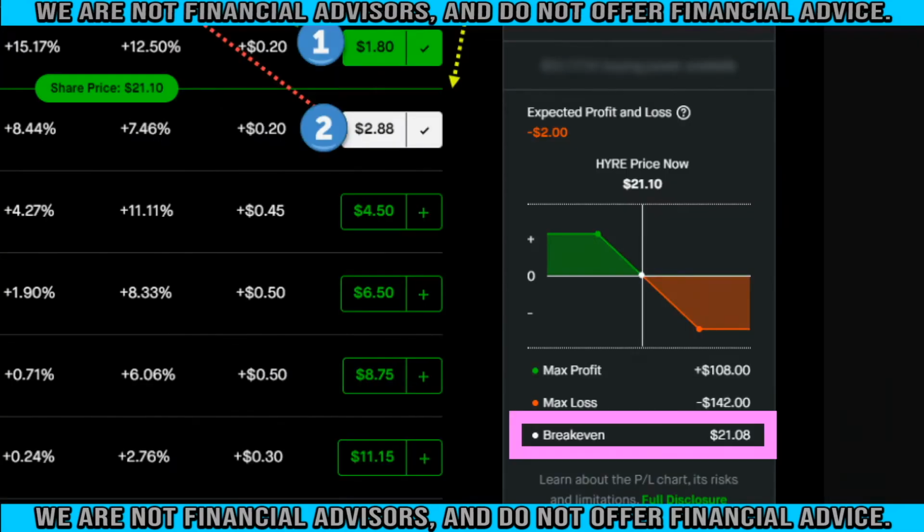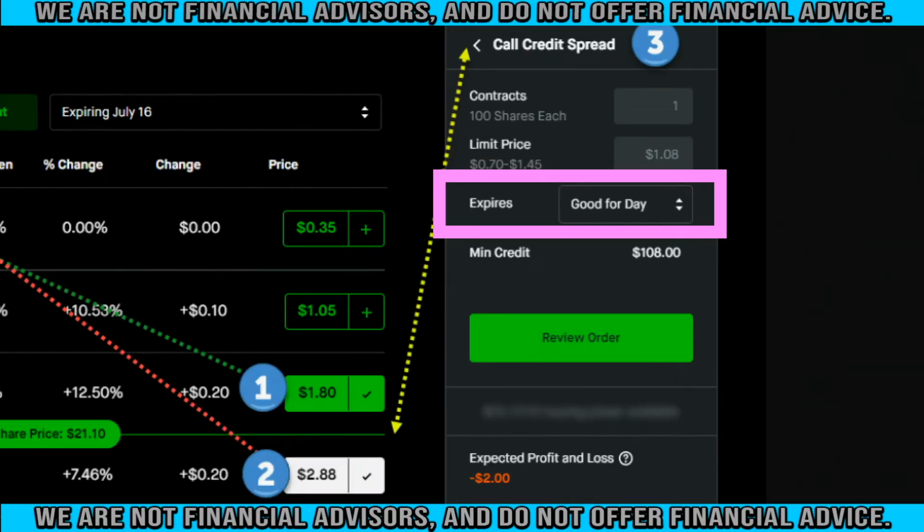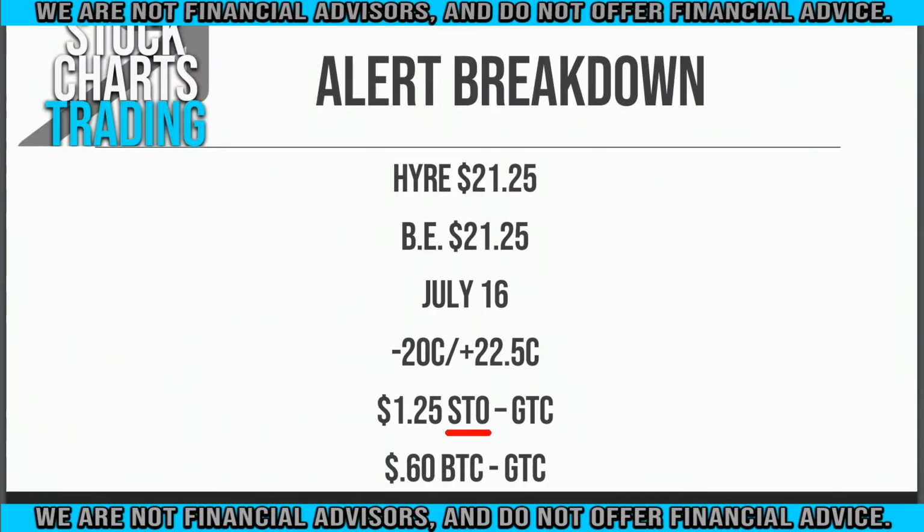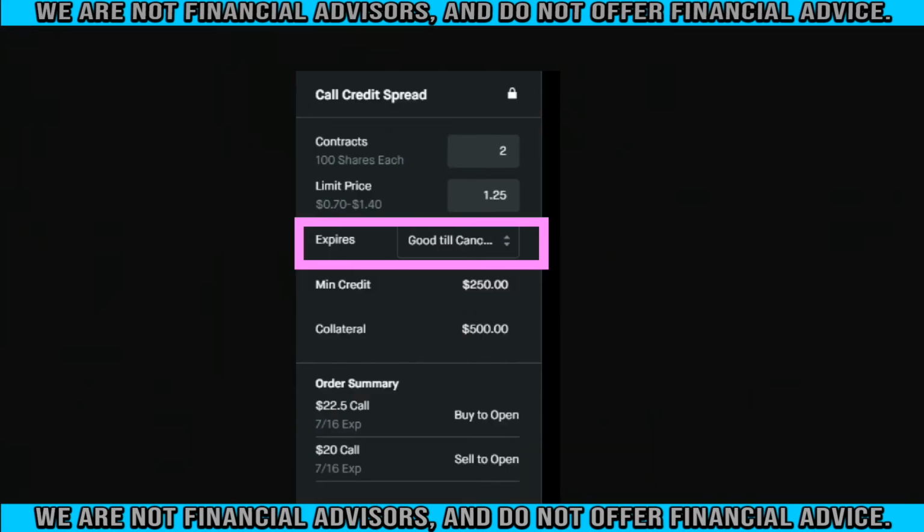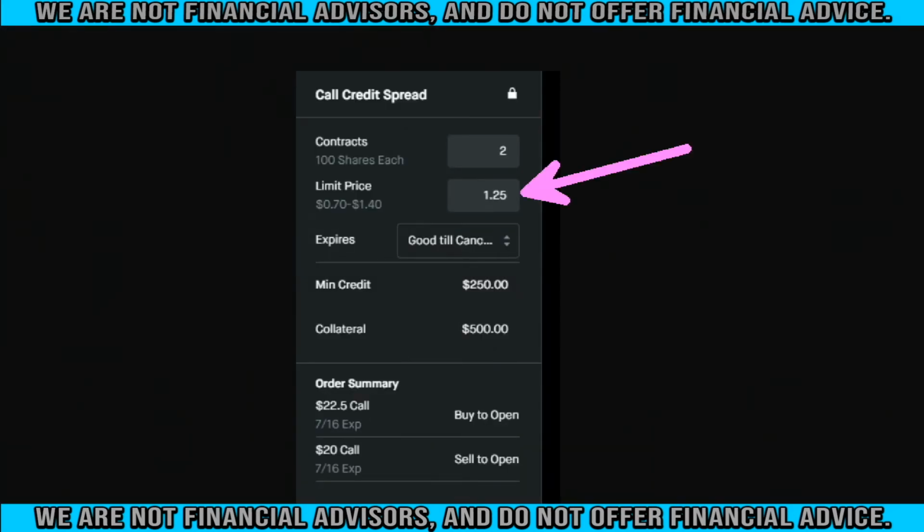And we see that here, $21.18. Price was a little bit lower than our $21.25. And you can also see that the expire is good for the day. We want that to be good till cancel. STO, sell to open. GTC, good till cancel. And now we have expires, good till cancel. We have the limit price set at $1.25. And here's the term STO, sell to open.